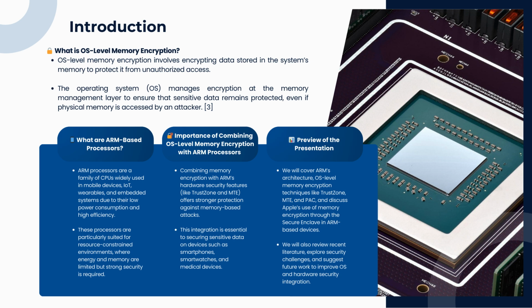Introduction. In today's presentation, we'll first define OS level memory encryption and examine how it works, particularly in ARM based processors. Then we'll look at the critical security features embedded in ARM processors that are designed to protect memory. These include technologies like ARM's TrustZone, memory tagging extensions MTE, and pointer authentication codes PAC. Lastly, we'll walk through a real-world example of how memory encryption is implemented and touch on the challenges and future research opportunities in this field. Let's begin by understanding the basic concept of OS level memory encryption.